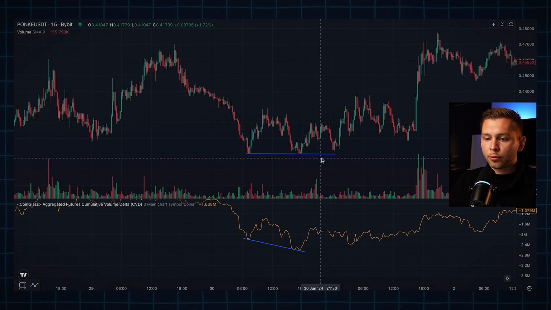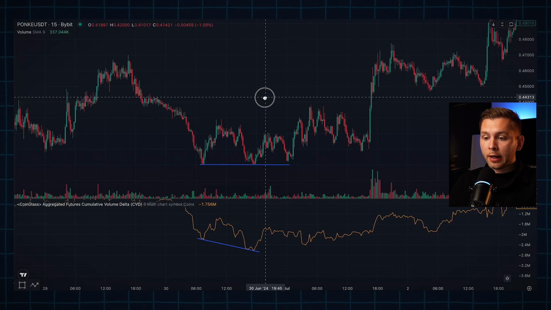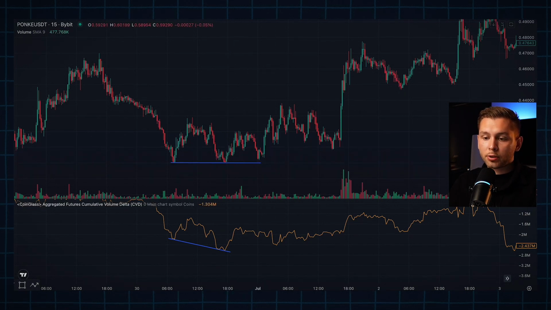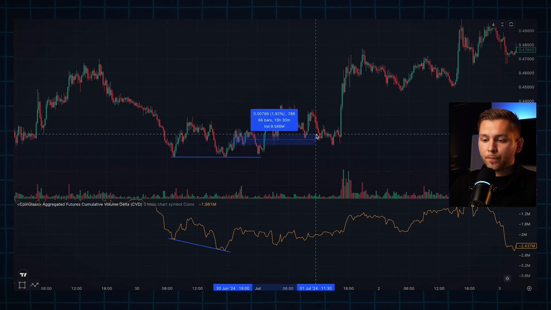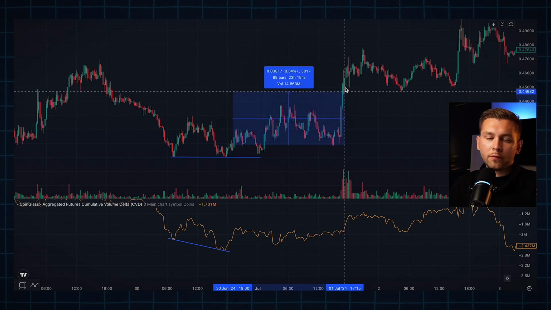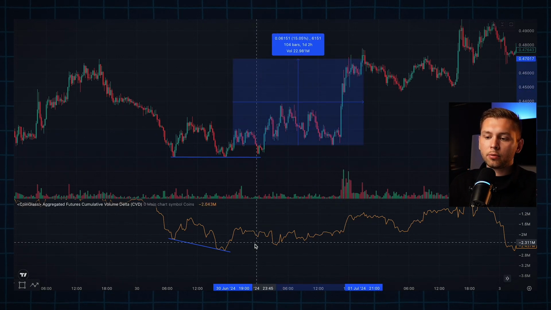due to the absorption of seller aggression by limit buy orders. The price stops and doesn't fall below the level it initially approached. This confirms a strong level from which a reversal and a good trend could occur.